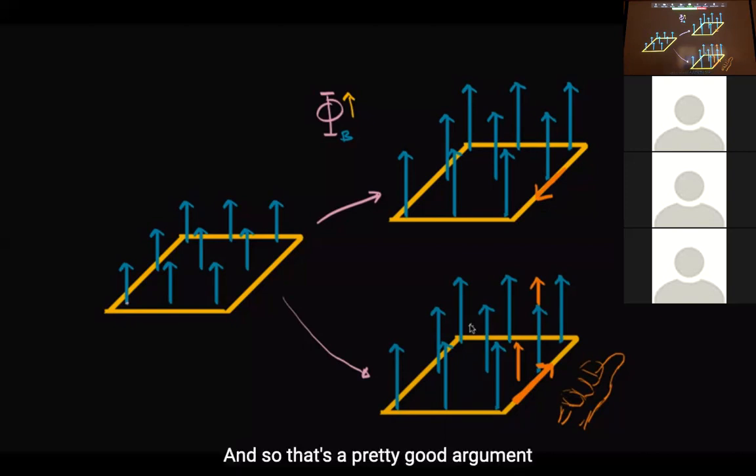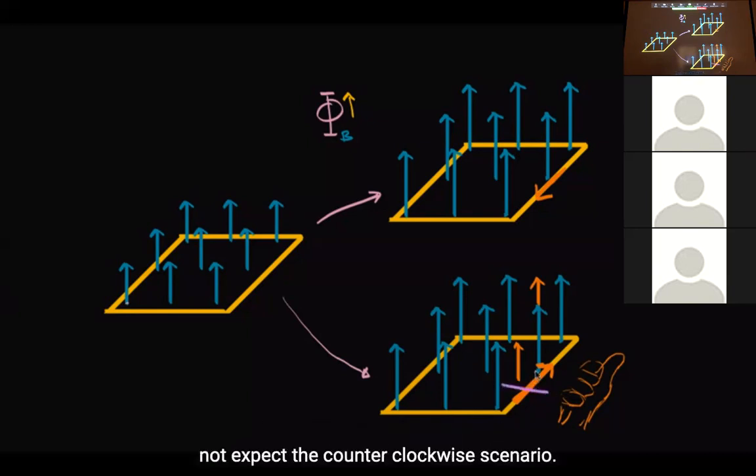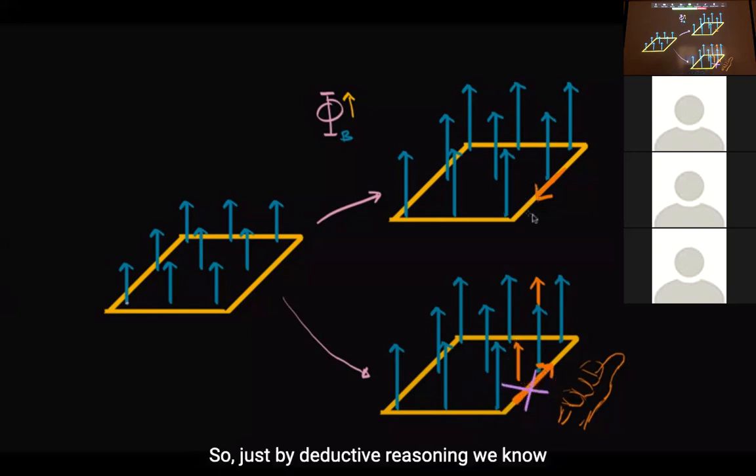And so that's a pretty good argument for why we would not expect the counterclockwise scenario. We would not want the induced current to induce a magnetic field that goes in the same direction as our increase in flux. So just by deductive reasoning, we know that the clockwise direction is going to be the scenario.